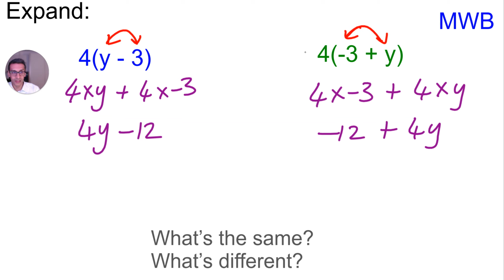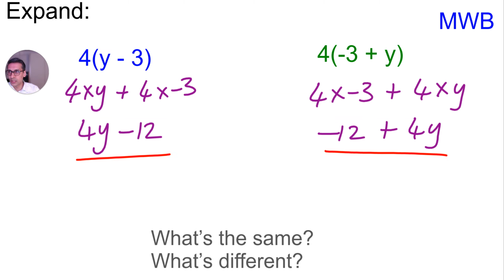This is actually just using the commutative law of addition. Technically, there's a plus sign in the middle there. So there's a positive y and a negative 3 in both brackets. So actually, you will get the same answer here. We just got it in a different order.